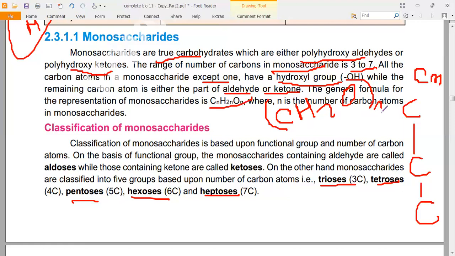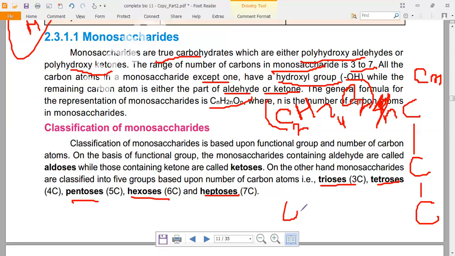We have 2 here, and here is n. The number can change. If carbon is 2, it means the number of carbon and oxygen is equal. Oxygen is also 2, and hydrogen is 2 times 2, which is 4. Like this, if carbon is 3 and oxygen is 3, hydrogen's number is 6. So it is double that number, which is n, of carbon or oxygen. We have discussed that on the basis of functional group, monosaccharides containing an aldehyde are called aldoses, and those having a ketone are called ketoses.